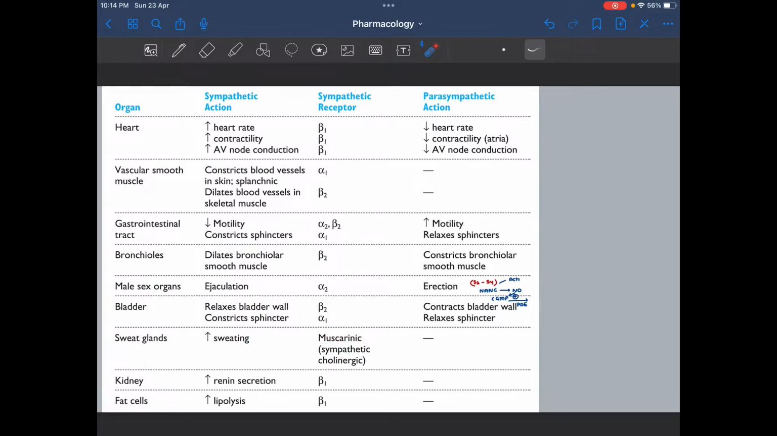What about the kidney? In case of sympathetic action, it's mainly going to increase your renin secretion via the beta 1 receptors. And what about the fat? In the case of fat, it's going to increase your lipolysis. They mainly mention beta 1. I would say beta 3 also has a very important role in case of fat, because we are developing some beta 3 agonists which might function as anti-obesity drugs in the future.